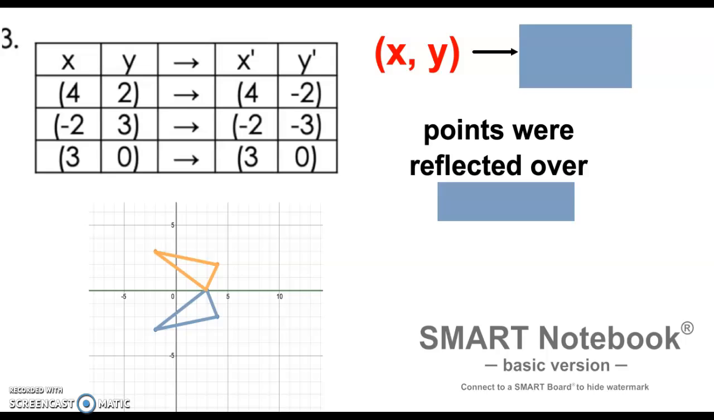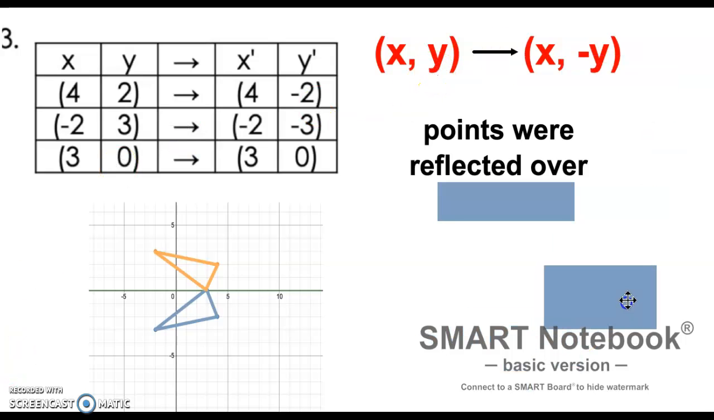Number 3, again, we're looking for a pattern that follows those rules that we've discovered. So here, the point 4, 2 turns into 4, negative 2. So it looks like our x coordinate for each of these 3 points stays the same, and our y coordinate turns into the opposite of whatever it was. So the ordered pair x, y would turn into x and the opposite of y. Remember, we read that negative sign as the opposite of.